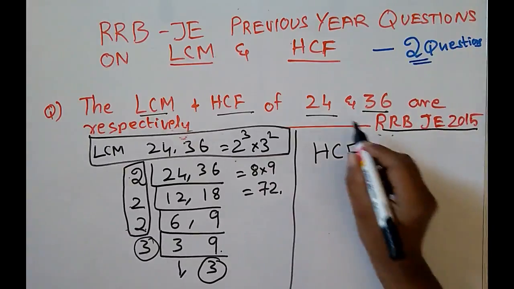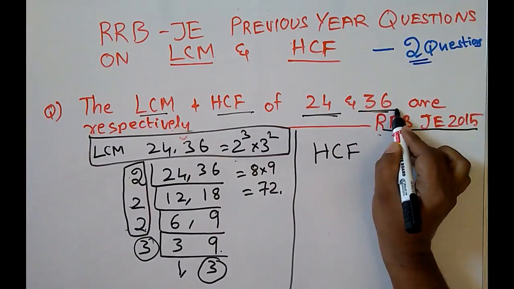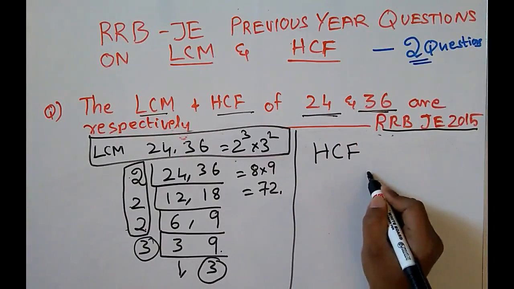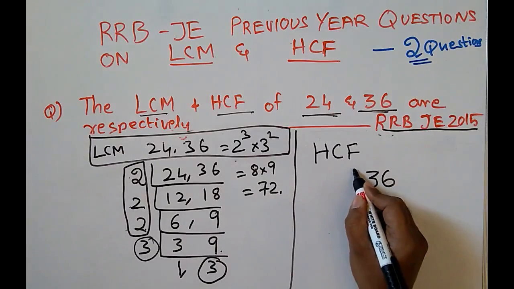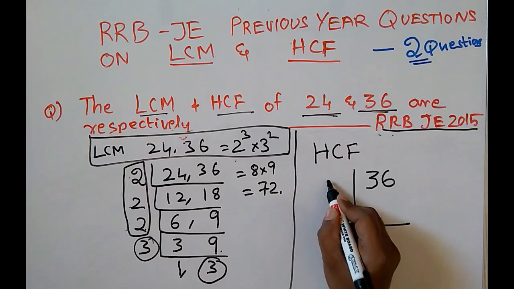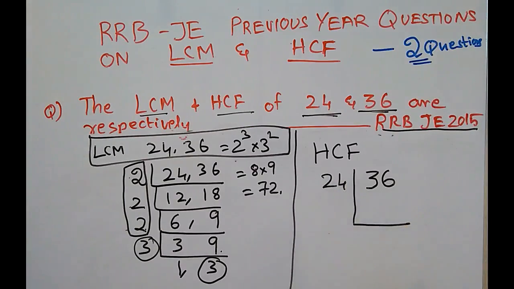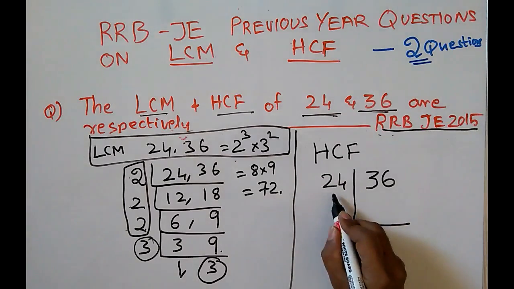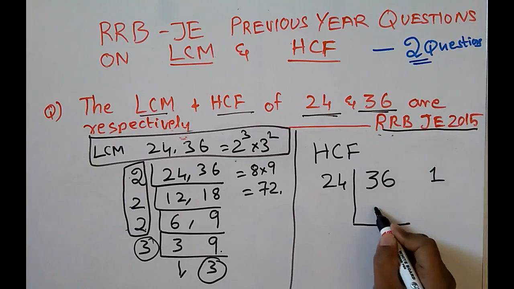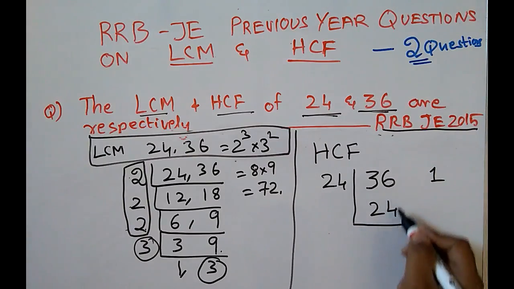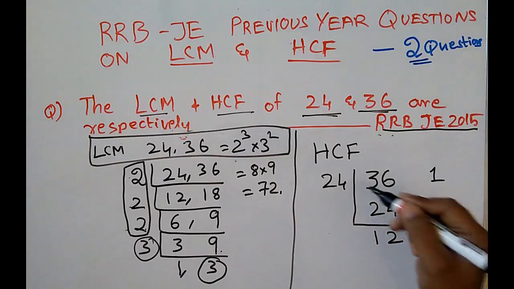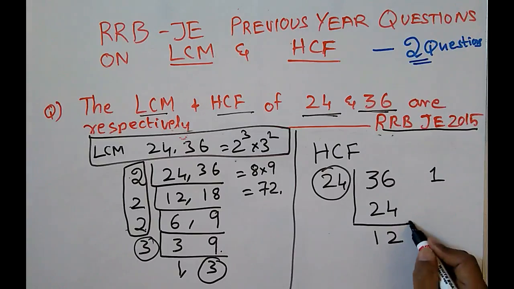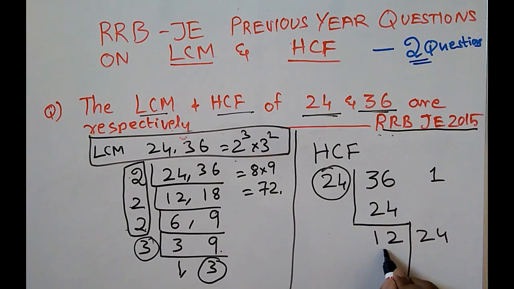We will find the HCF of 24 and 36. We will divide the bigger number by the smaller number. Okay friends, 24 ones are 24 and the remainder is 12. Then we will again bring the divisor here and divide with the remainder.